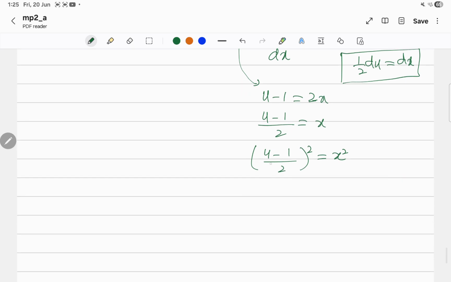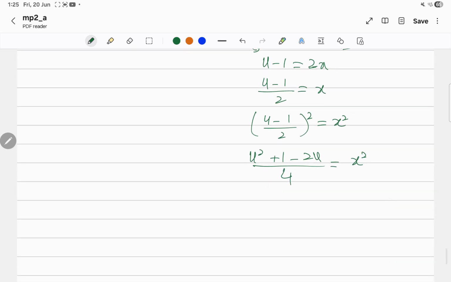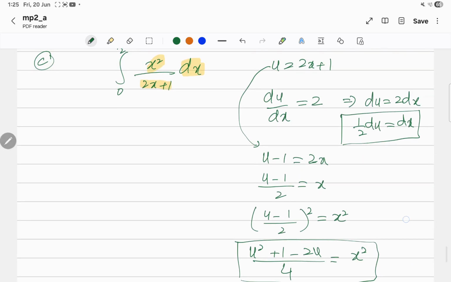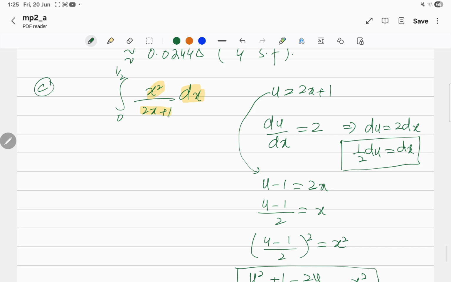So if you apply the square on this fraction, it will be u square plus 1 minus 2u over 2 square, which is 4, equals x square. I applied the binomial expansion, otherwise you can consider u minus 1 twice and do the term by term multiplication. So this is the value of x square. So we got the value of x square, we got the value of dx, and this 2x plus 1 we can replace with this u.